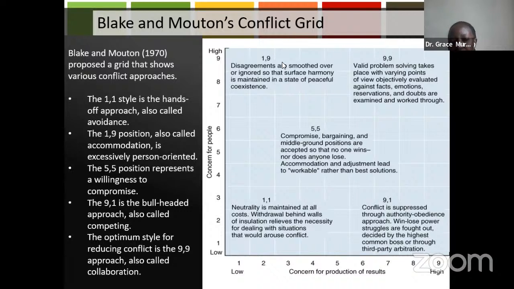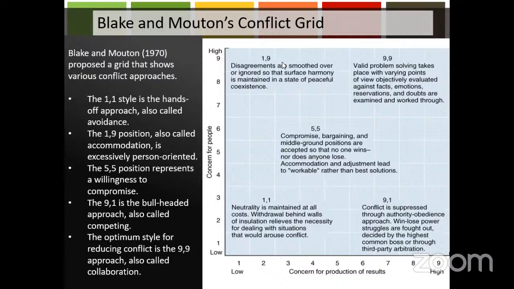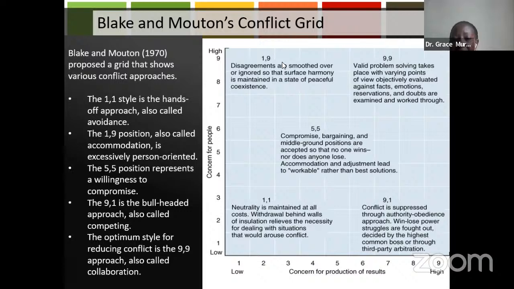And then the 5-5. 5-5 have a bit of concern for people and a bit of concern for results. It's the compromising ones, the give and take. So they never really solve the problem because there is a bit of everything. Yes, we'll care about the results, but not very much. We care about people, but not very much. These are people who are on the fence. They want to achieve results, and on the other side, they also want to continue pleasing people. Maintaining that balance can be tricky. Being on the fence is not very easy.